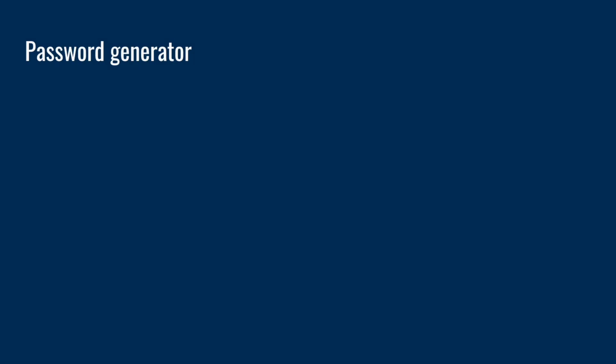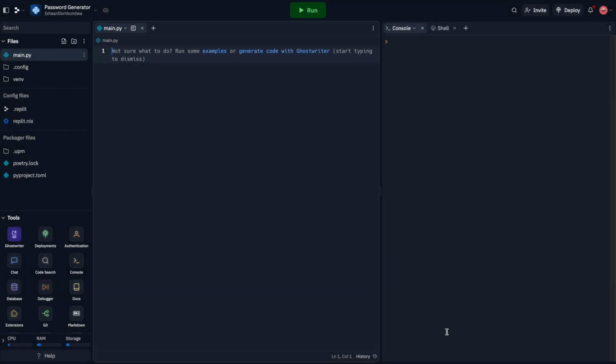Alright, for our second mini project, let's take a look at how we can make a simple password generator with Python. And this will basically rearrange a string with different letters into a certain number of passwords of a certain length, which can be user defined. Okay, so let's see how we can make this password generator.